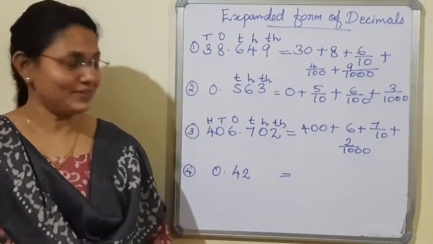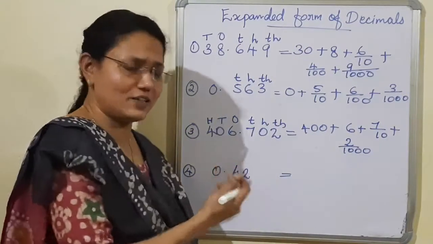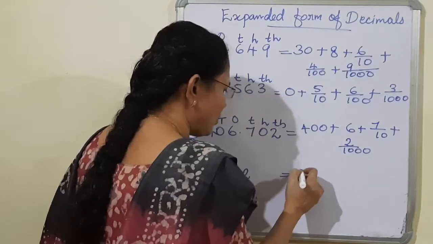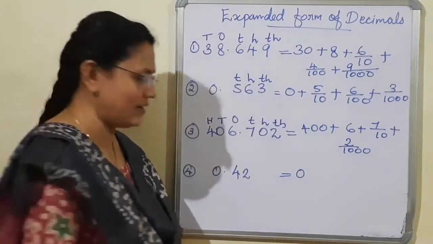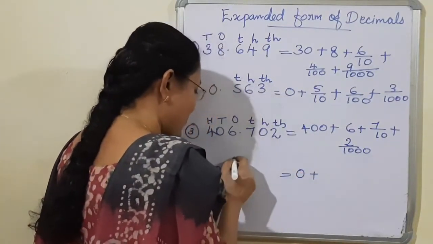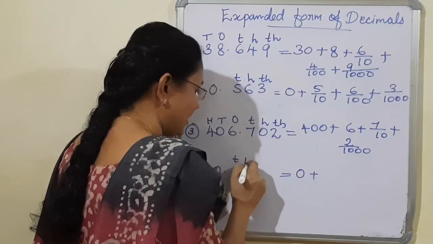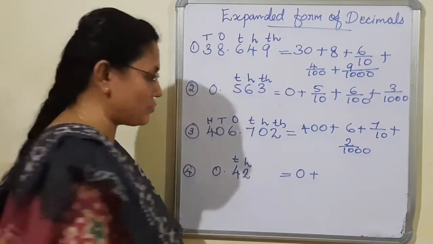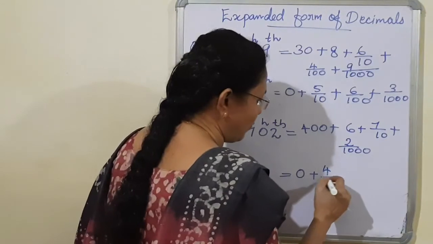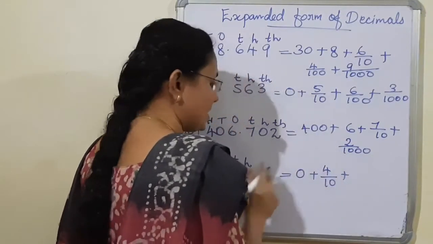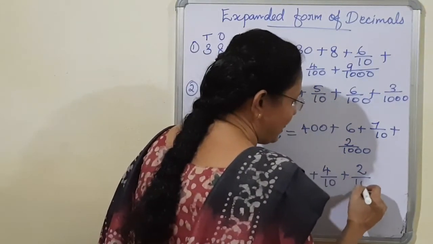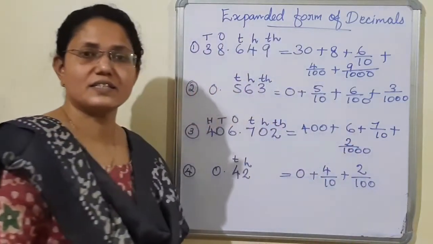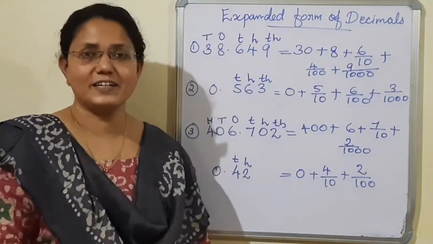0.42. Here, the whole number is 0. If we are leaving also, no problem. I have written here 0 itself. Plus 4 is in which place? 10th. 2 is in 100th. Therefore, its place value, 4 is in 10th, that is 4 by 10. Plus 2 is in 100th. Therefore, it is 2 by 100. Okay. This is the expanded form of these numbers.